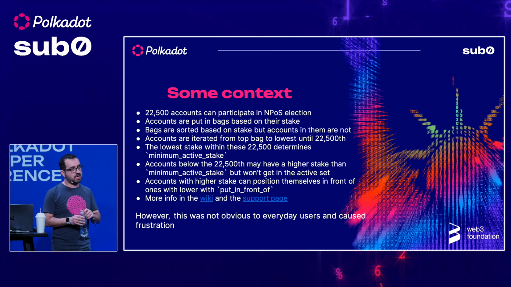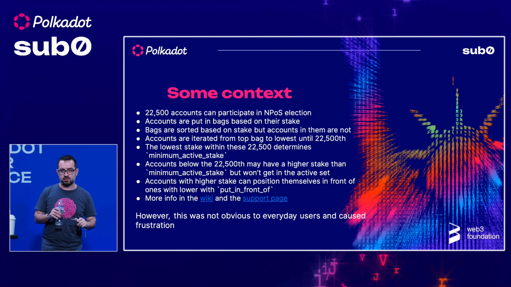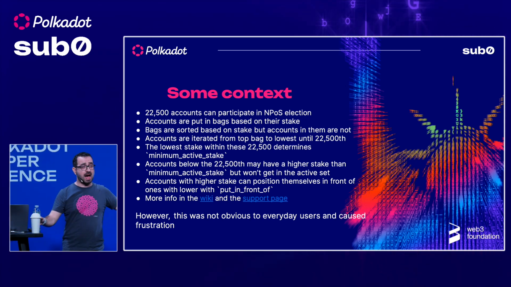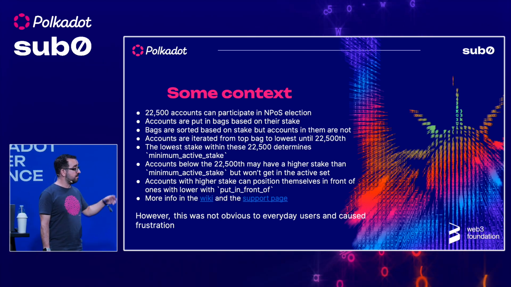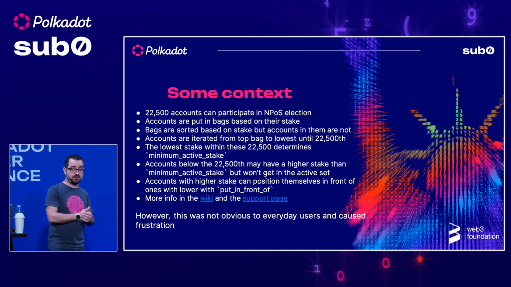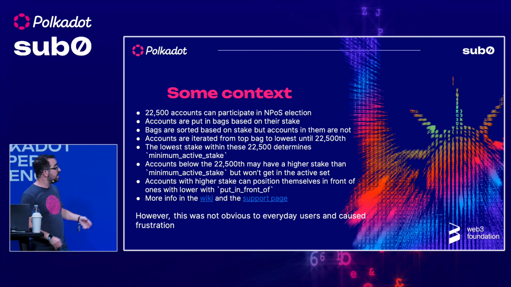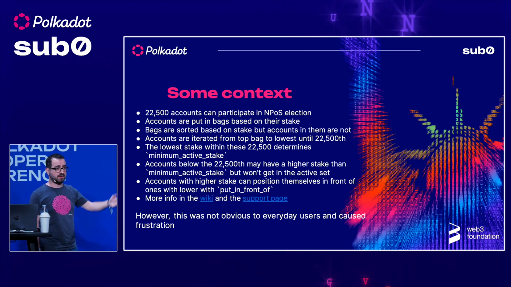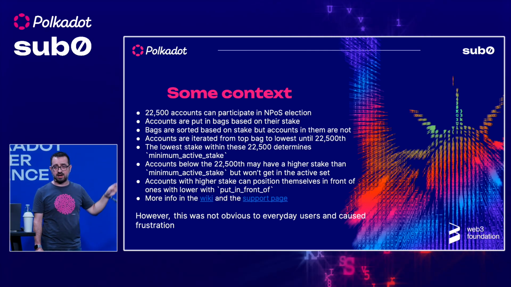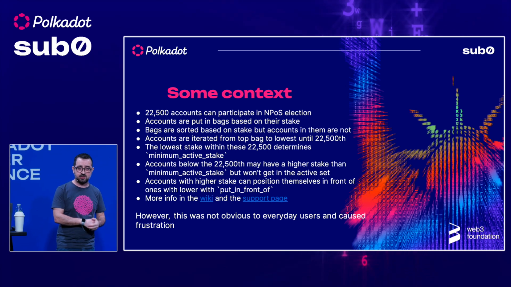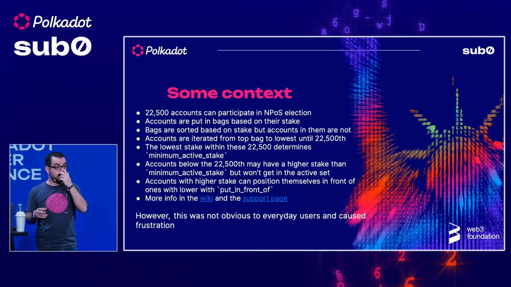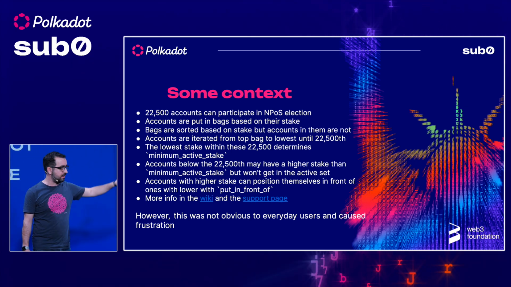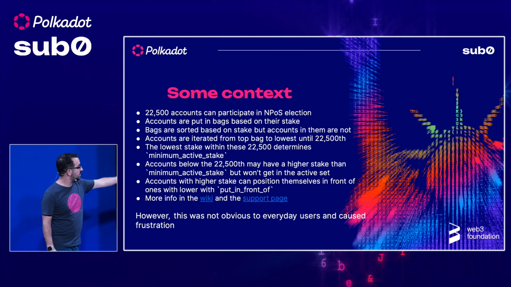So with NPoS, we can get only 22,500 accounts to participate in the election. The accounts are put in bags, what we call the bags list. And these bags have upper and lower limits, and the accounts are inserted based on their stake in the proper bag. Then the runtime takes all the bags from top to bottom, iterates over the accounts, and once it hits 22,500, it stops. These accounts participate in the election and get rewards. Everybody else doesn't.